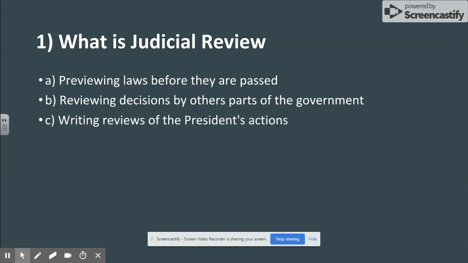So first question is, what is judicial review? Okay, is it previewing laws before they are passed, reviewing decisions by other parts of the government, or writing reviews of the president's actions? Best answer is B, okay? They only can make decisions after something happens. They do not get to make a decision about a law before it's passed.